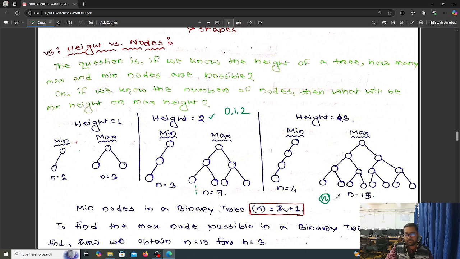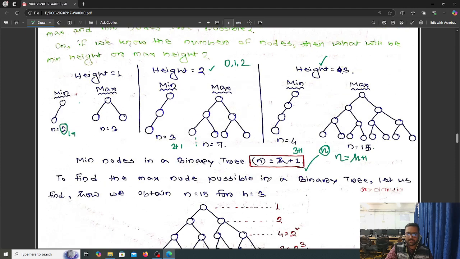If we have one binary tree with n number of nodes and height h, then n should be equal to height plus 1. As you can see, for height 1 it has 2, that is 1 plus 1. For height equal to 2 it has 2 plus 1. For height equal to 3 it has 3 plus 1. So for n number of nodes, it should be h plus 1. Yes or no? Now let us find out the relationship for the maximum number of nodes.